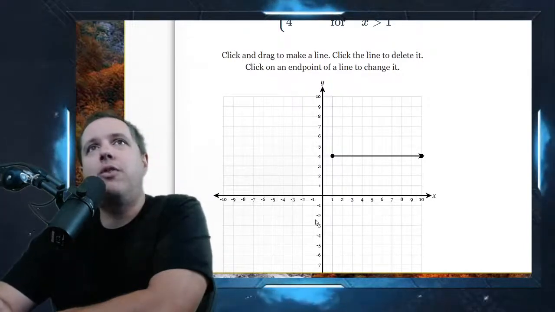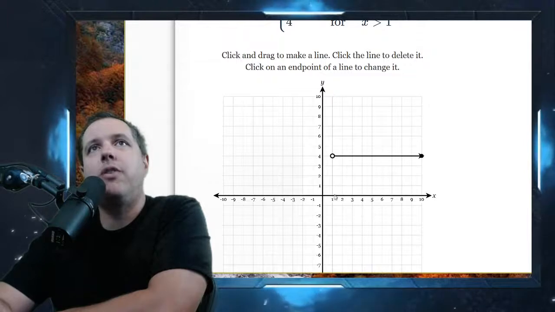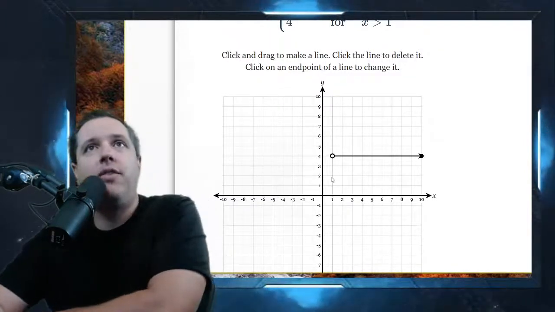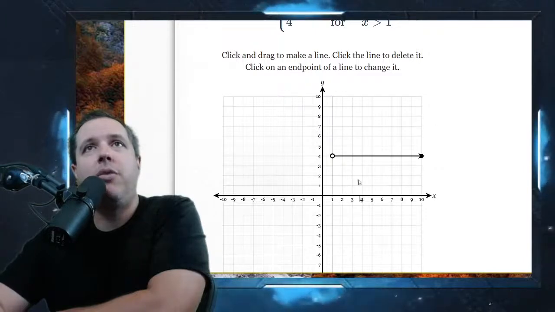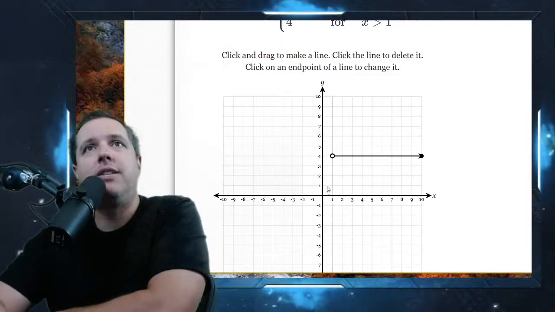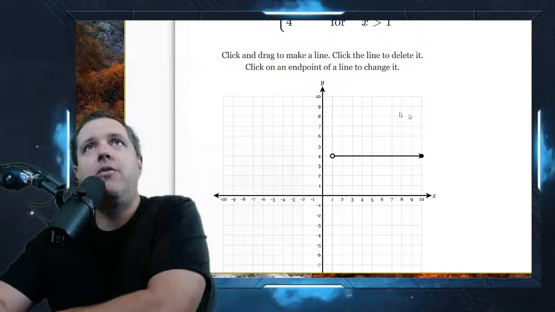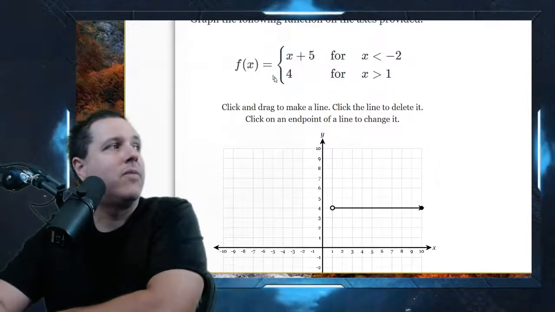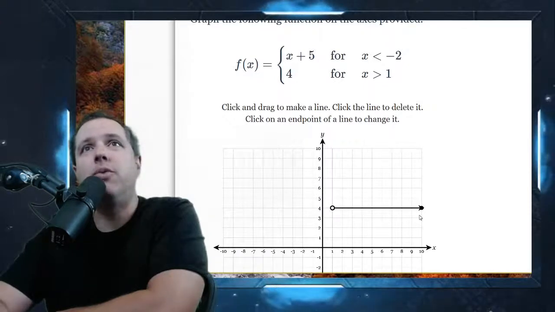So for x greater than 1, oh, and this one should be a hollow dot, right? Because it's greater than, not greater than or equal to. So when x is greater than 1, that means we're on this part of the graph over here, because this is where x equals 1. So then when x is greater than 1, your function acts like the line y equals 4. That's what we have here.